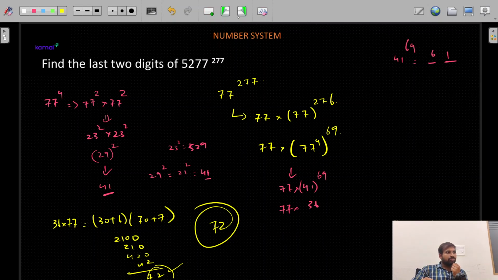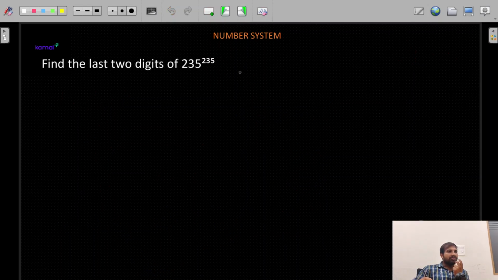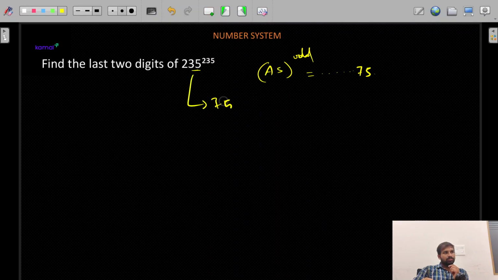So let us go to the next question now. We already discussed: if my last digits are A5 and my power is odd, my last two digits are 75. In that case, here 235, my last digits are 35, A5, my power is odd, so it ends with 75. So the answer for this question is 75.